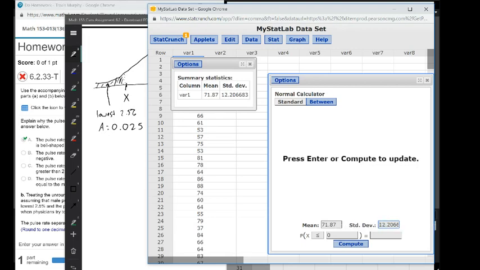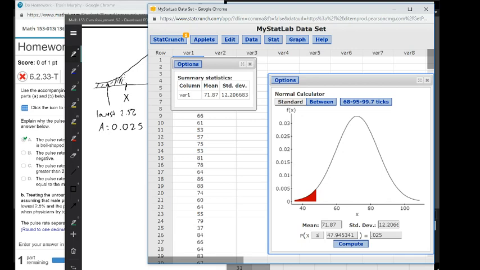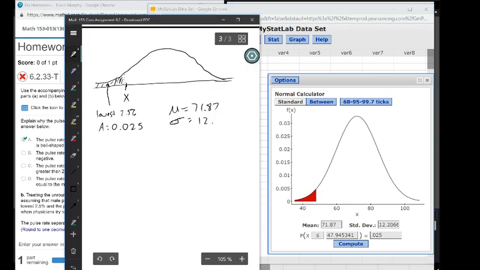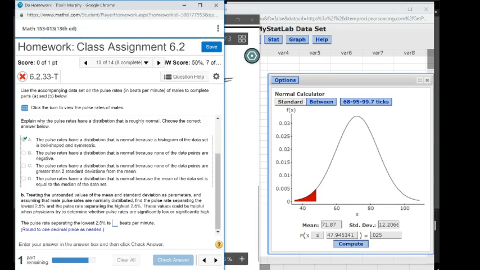And that's good. So we need the X corresponding to an area of 0.025 to get the bottom 2.5%. Compute, 47.94. So that's the X value that bounds off the probability corresponding to the lowest 2.5%. So 47.94. Round to one decimal, so 47.9.